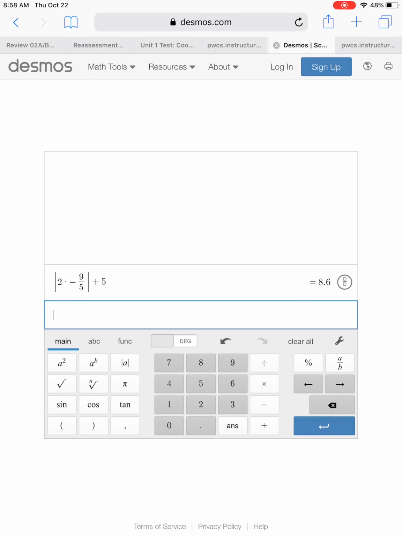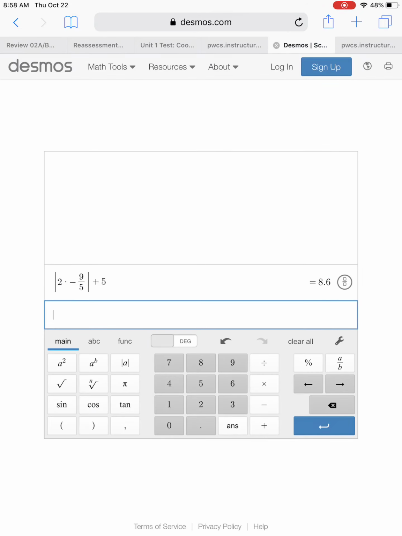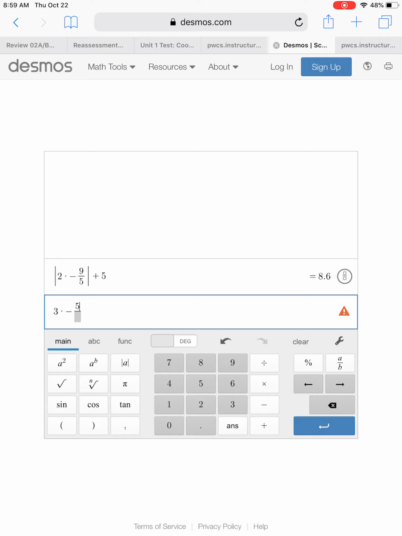Okay, and then the next one I plug in is 3 times negative 9/5 plus 4. Okay, and then we do plus 4. And so when I substitute that negative 9/5 in, I ended up with 8.6 for the one side and negative 1.4 for the other side.